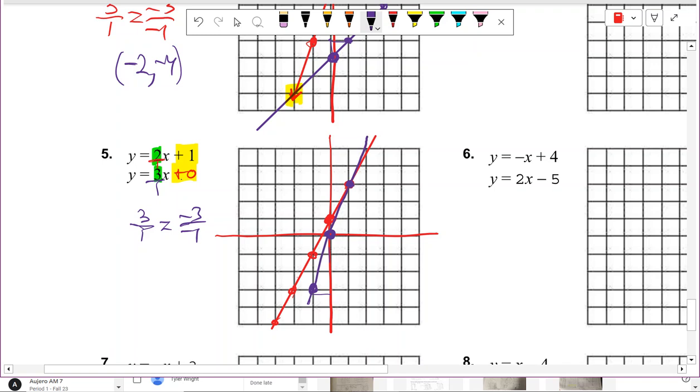And you can see that they cross right here. So the answer here is 1, 3.